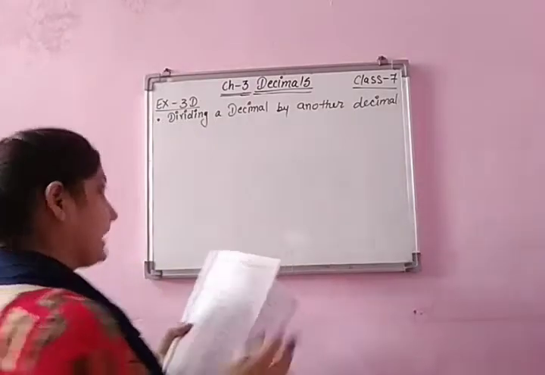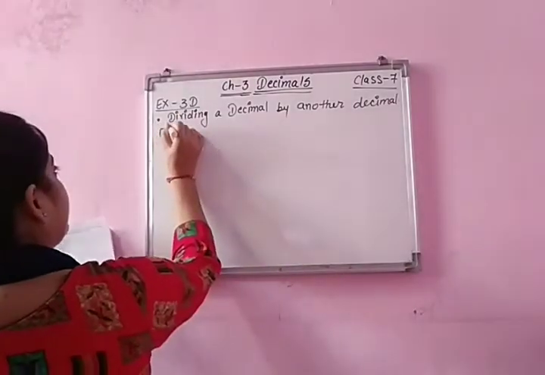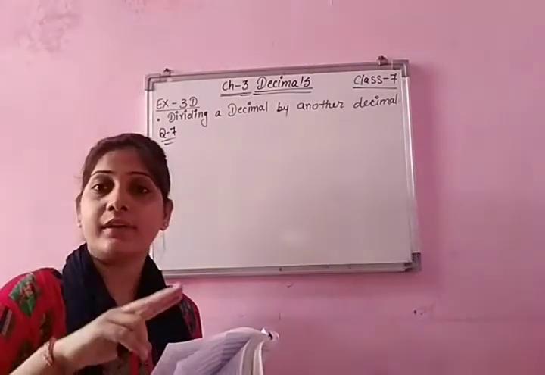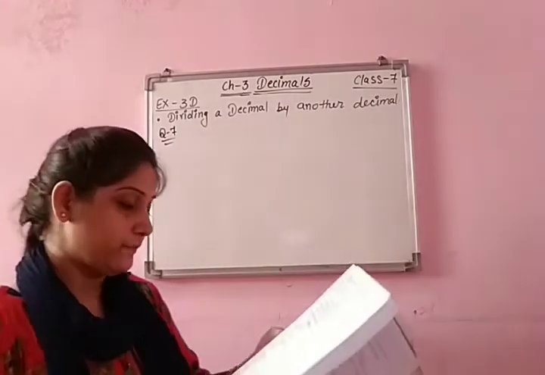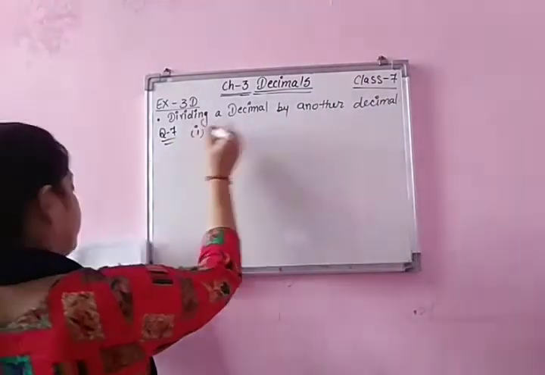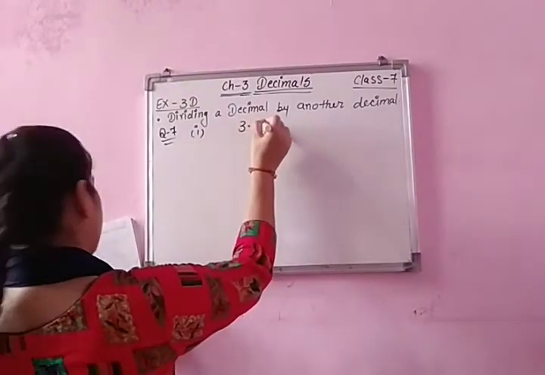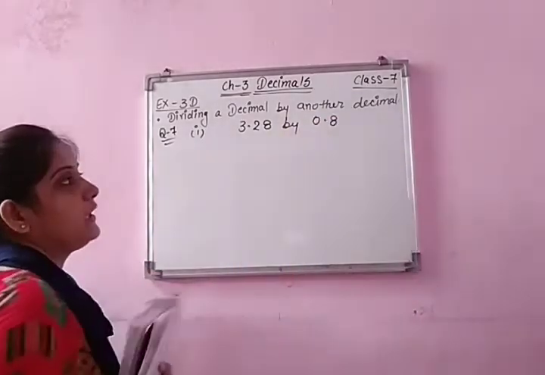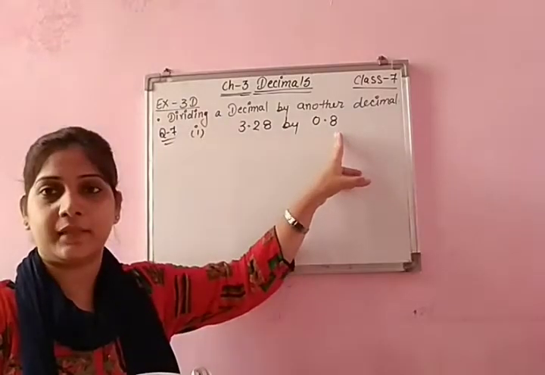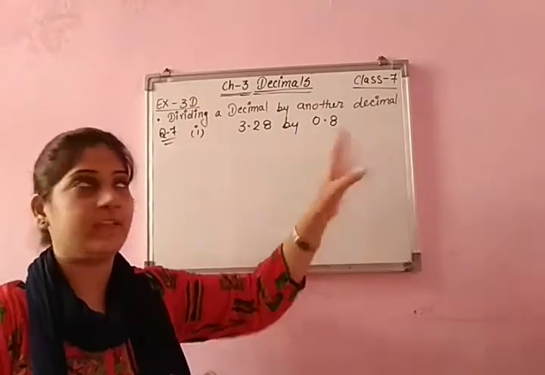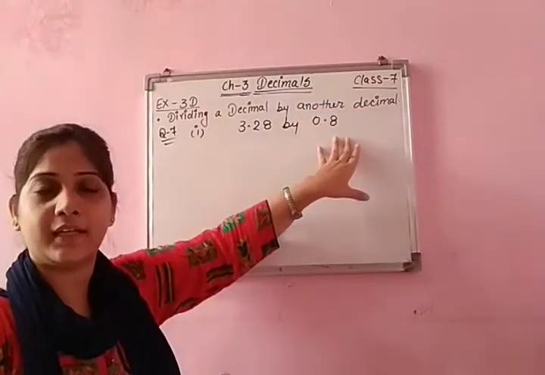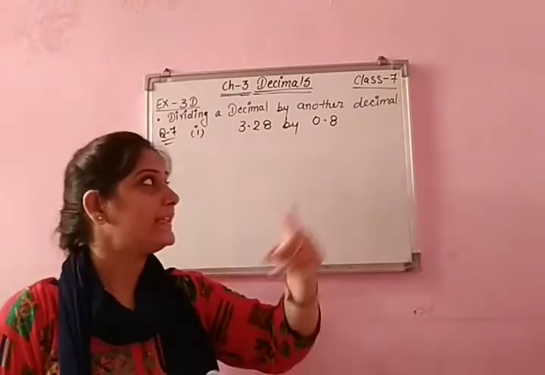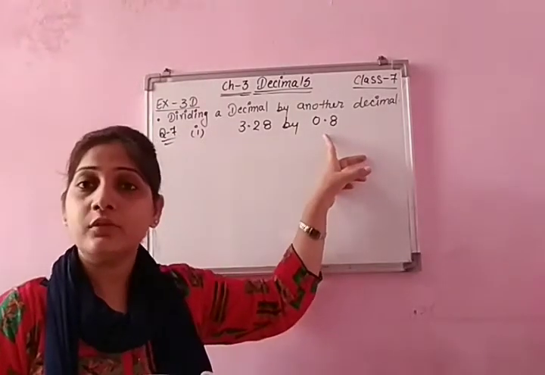Okay, so let's start. Question number 7 is based on where both the numbers given are decimals, and how can we divide a decimal by another decimal. So I am starting with the first part, children. 3.28, you need to divide it by 0.8. Now here you can see both are decimal numbers, and whenever we divide we need to read the table of the second one, but we don't know the table of this one. So first method, we can convert this into a whole number.